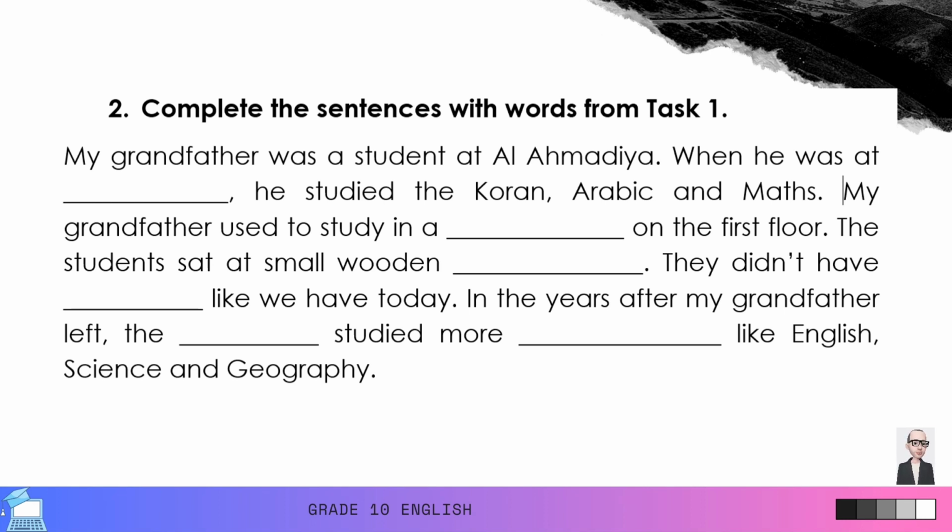So my grandfather was a student at Al Ahmadiyya. When he was at something, he studied the Quran, Arabic, and maths. The missing word, of course, is school. When he was at school, my grandfather used to study in a something on the first floor. So where did he study? In a classroom. That's the missing word.